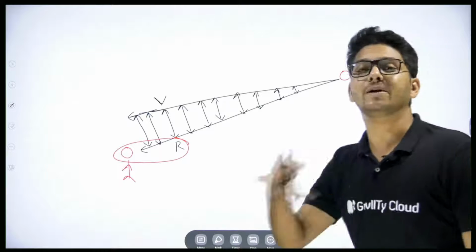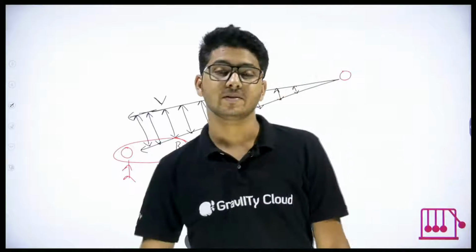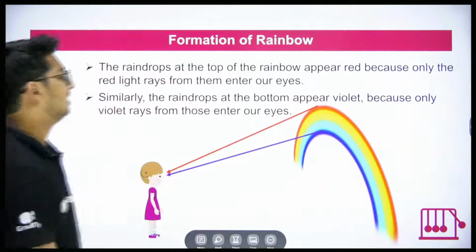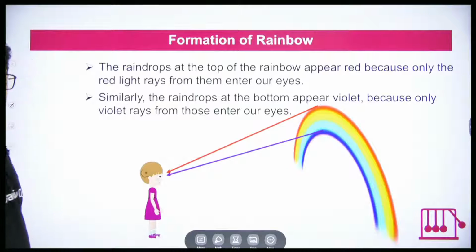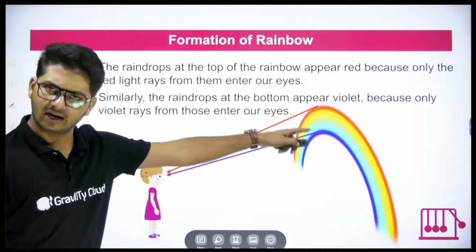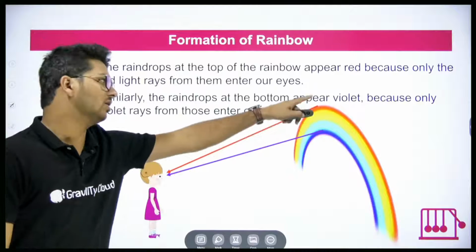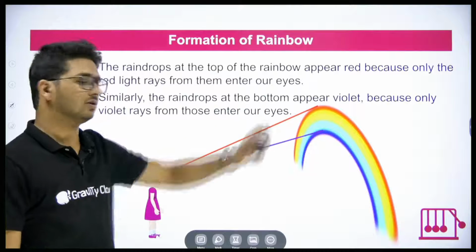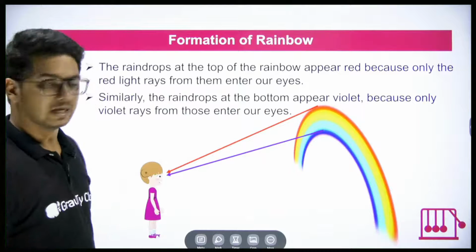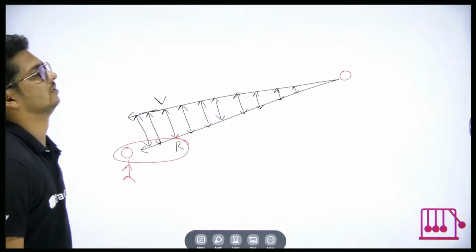You need multiple raindrops, you need many. So from the top, throughout the rainbow, you have raindrops. It's like that. Understood? Good.